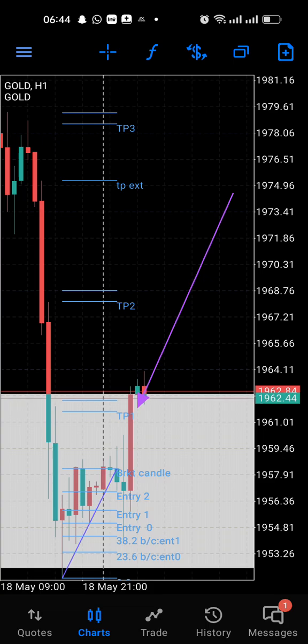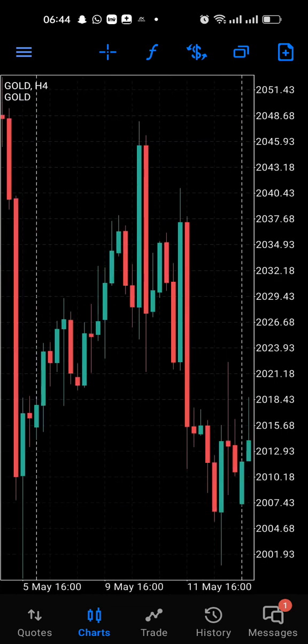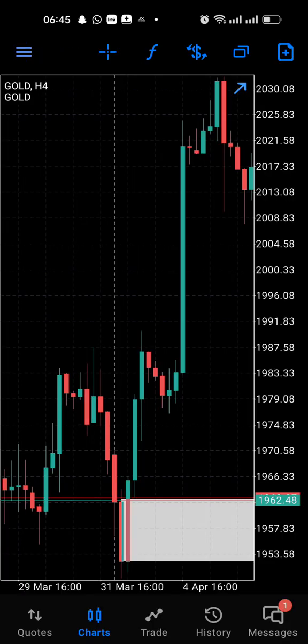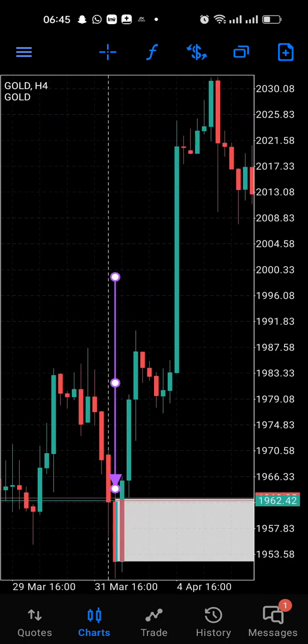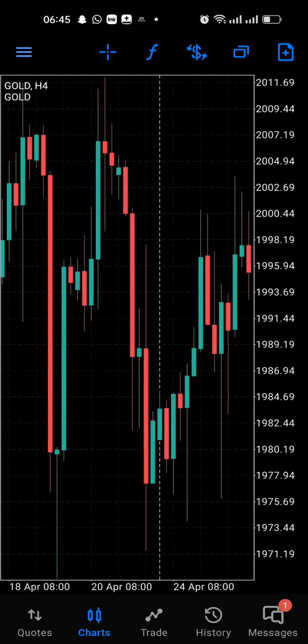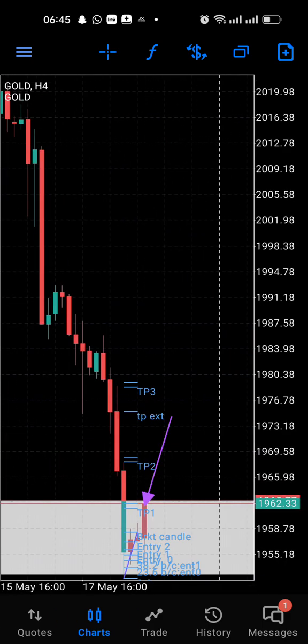Let me repeat what I just said. We marked here the 4-hour base. This is a bullish engulfing candle. This is a very special candle, very special in supply and demand. And I don't trade supply and demand without an engulfing candle. It's very special. So I came here when the market returned to the zone.